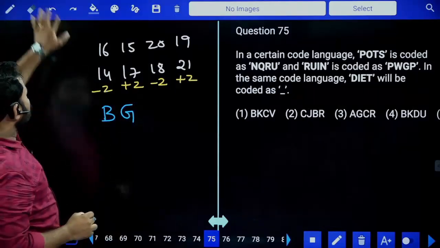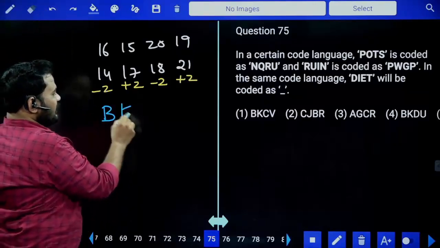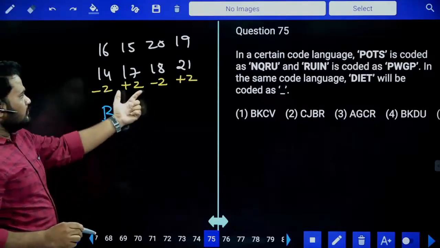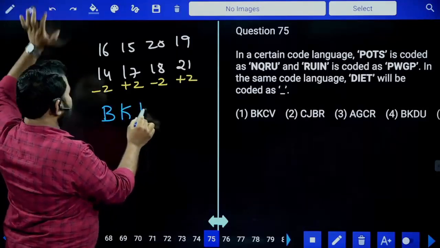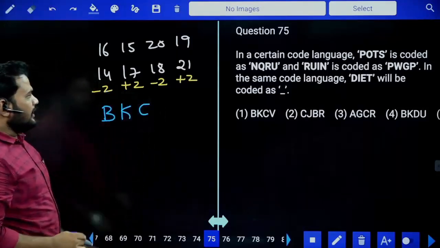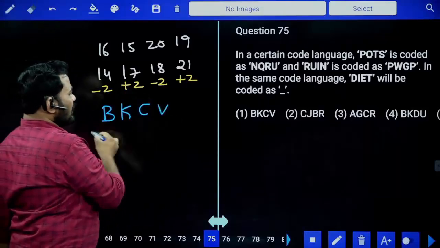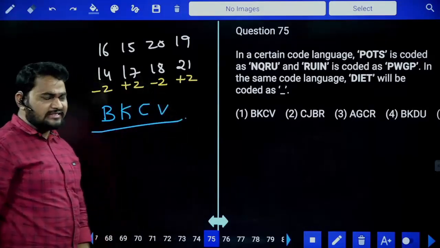9 plus 2 is nothing but K. Next, E minus 2 is required. E minus 2 is nothing but C. Next, T plus 2 is nothing but V. So the answer is BKCV, that is there in option number 1.